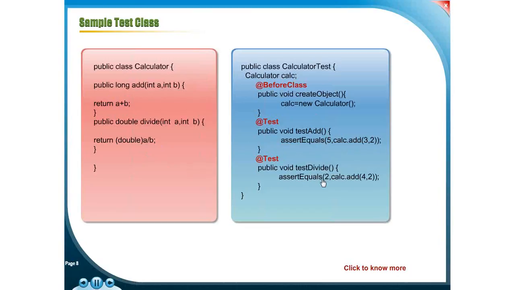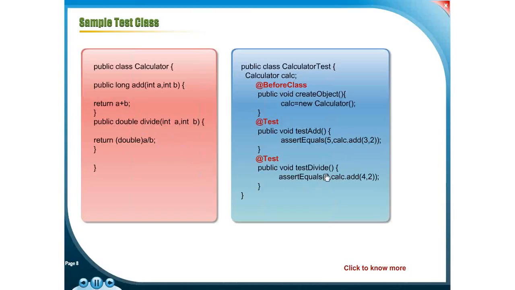Okay. If not, it's false. Got it? Your program here should return the same 5, added 3 plus 2. Instead of 5, if it is returning 6, 7 or something else, it means that your logic is wrong, right? Okay. So likewise for a test divide.